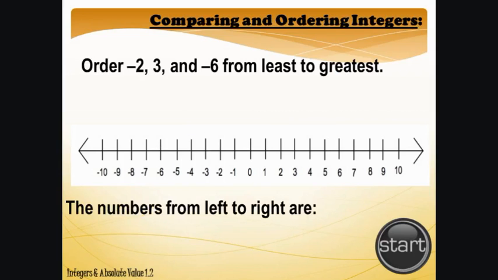Next, what we're going to do is use a number line to help us compare and order these integers. We have a -2, a +3, and a -6 that we're asked to list out from least to greatest. So we're going to plot these points. We have -2, +3, and -6. So plotting them from left to right, or least to greatest, would be -6, -2, +3.